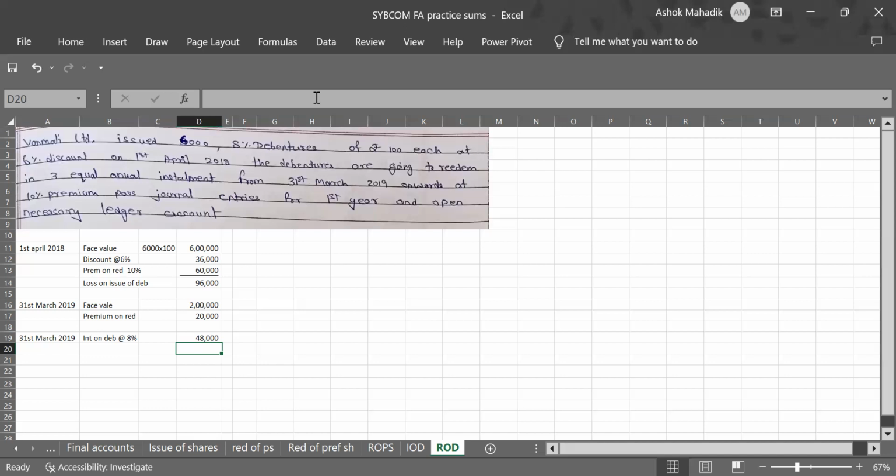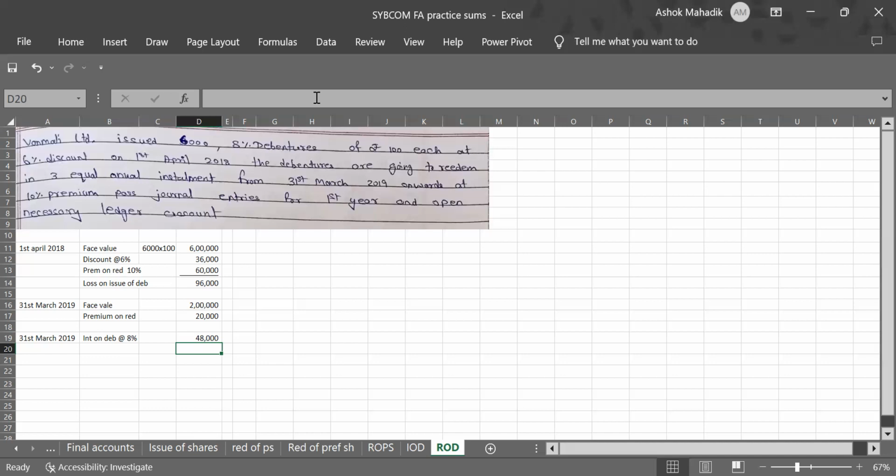Okay, and when the year end comes, 1/3 of the debentures will be repaid. Its face value will be 1/3, that is 2 lakhs, and even the premium on redemption will be on the face value which I want to repay. So on 2 lakhs, 10% is 20,000. Clear, students?